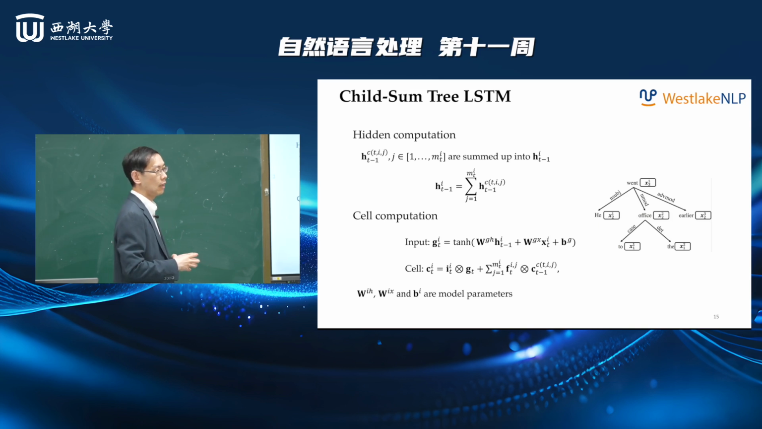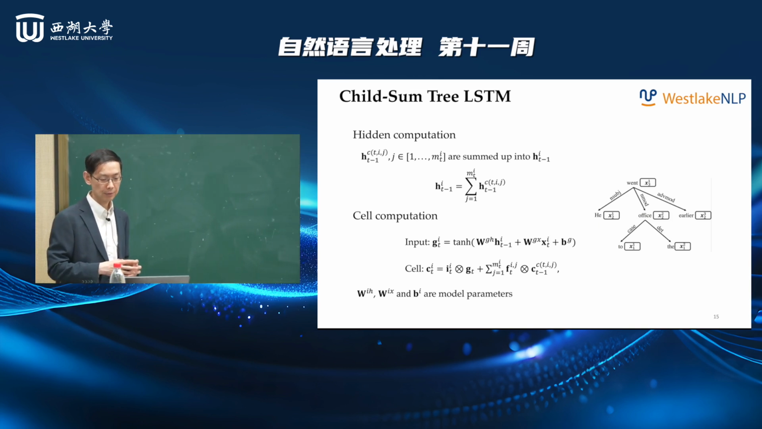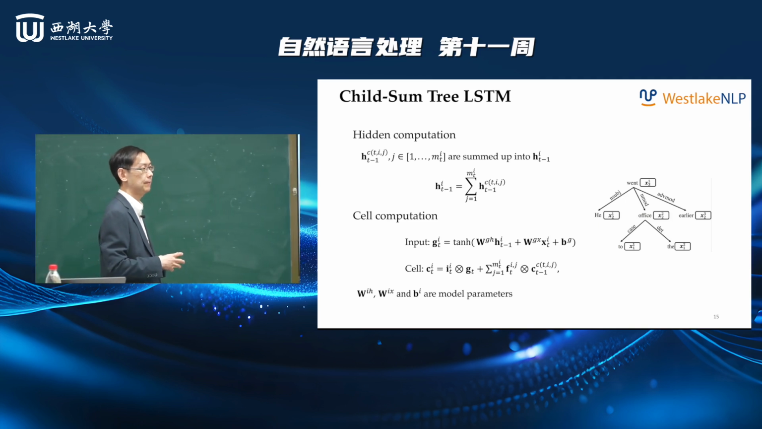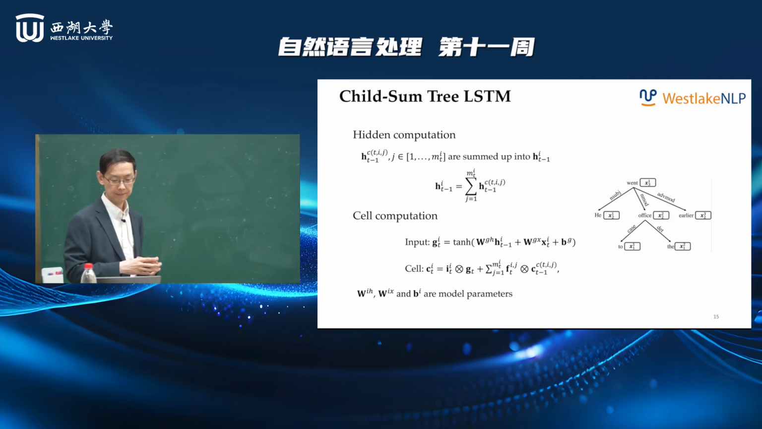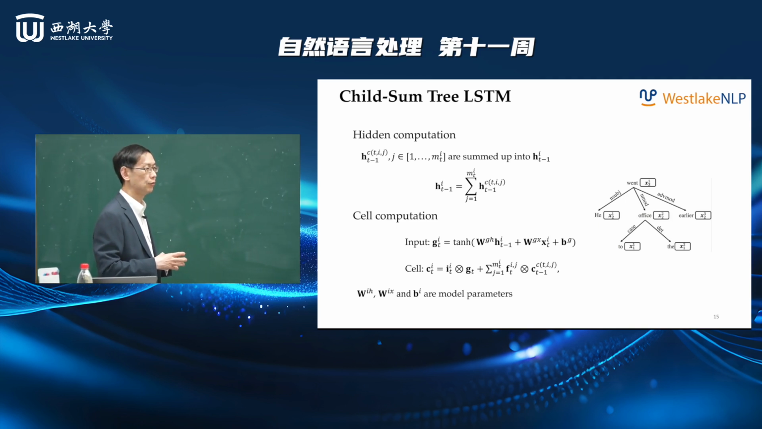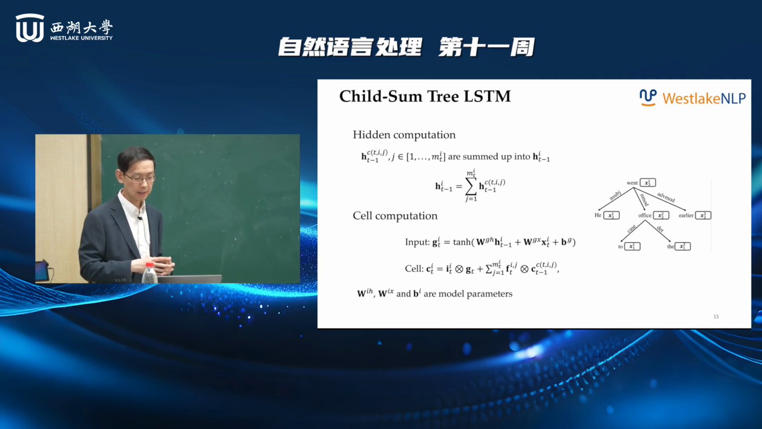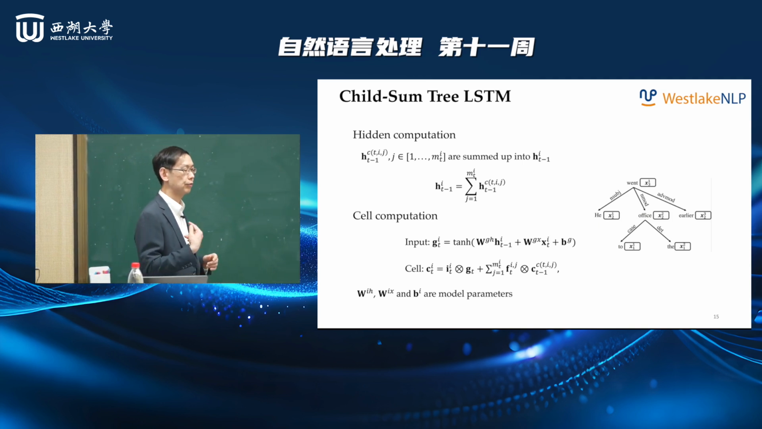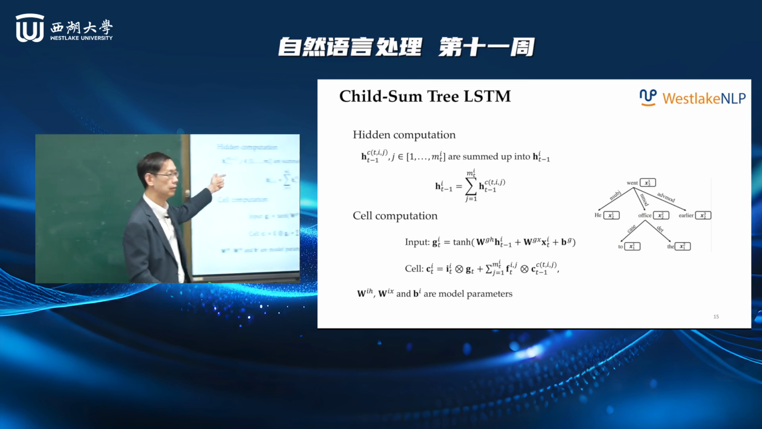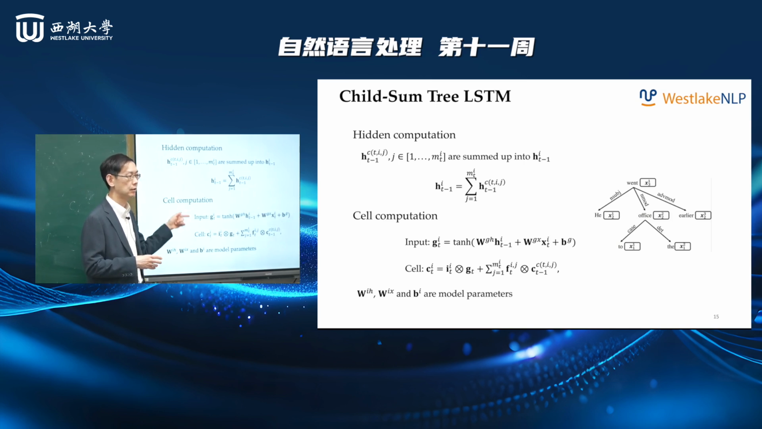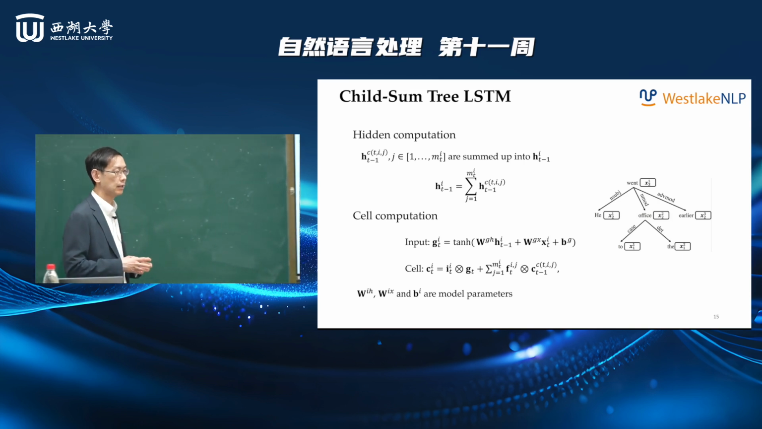Now I want to have a separate gate for each child node, okay? So it becomes like this. I still have a G, the G representation for the input, which is a tanh activated neuron. This neuron takes the previous hidden state, as I showed you here, and the current input, maybe the word embedding of the current word node. So G is computed in the same way as for sequential LSTM.